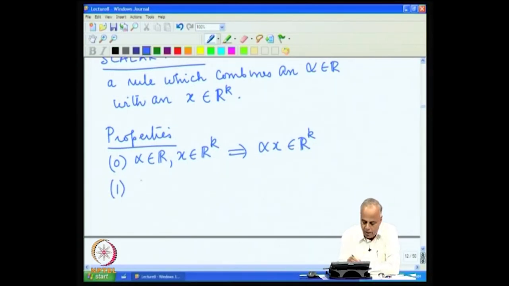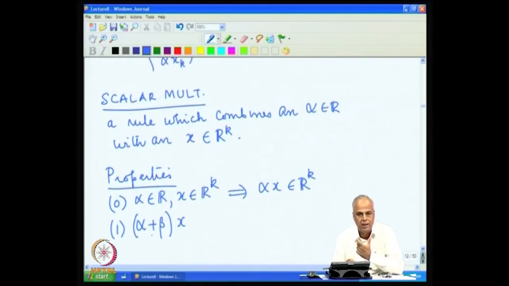Now, it is easy to verify that if I take two real numbers alpha and beta and scalar multiply with x, when I add alpha and beta, I still get a scalar. Alpha is a real number, beta is a real number. So, alpha plus beta is a real number. So, combine this new real number alpha plus beta with the element x in Rk. When you combine a real number with an element in Rk, you must get an element in Rk. How does that look? The rule of combination is alpha plus beta into x1. Every entry must be multiplied by that scalar.